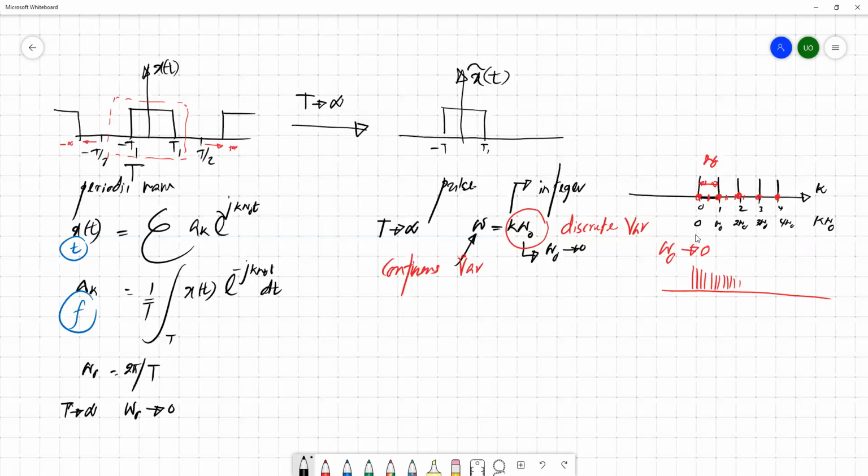So then what happens? Previously we had magnitude spectrums like this: 0, omega naught, 2 omega naught, minus omega naught, minus 2 omega naught, with a0, a1, a2, a minus 1, a minus 2. So this is the discrete plot.